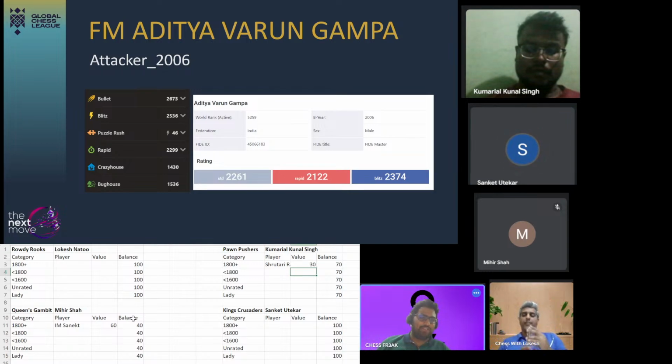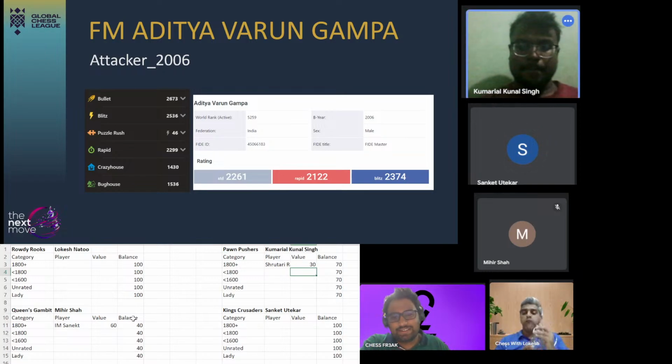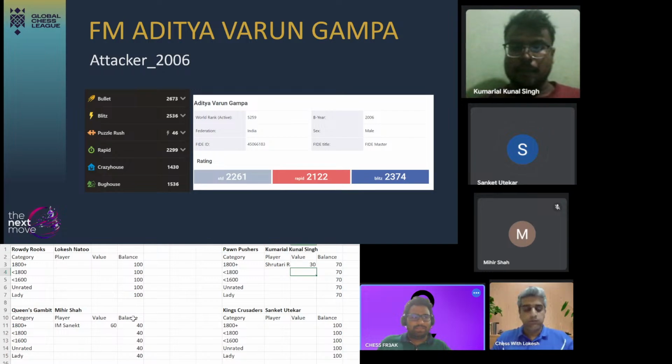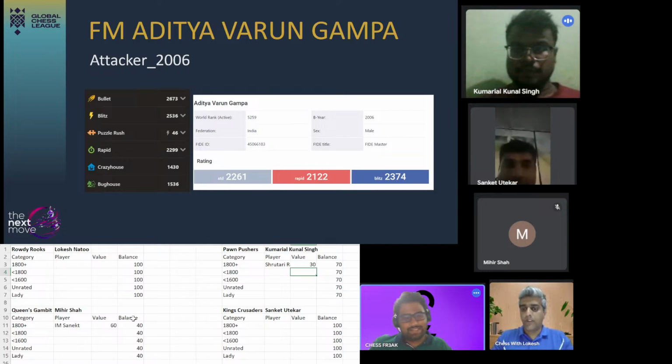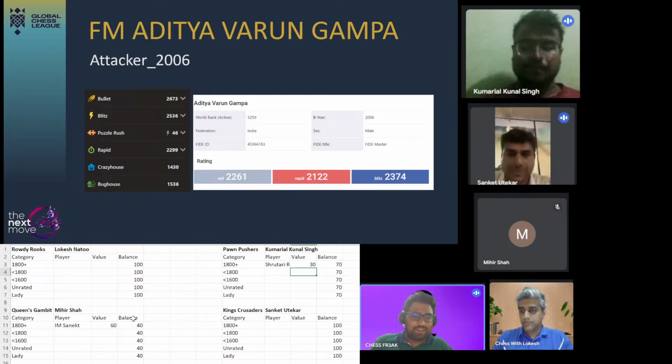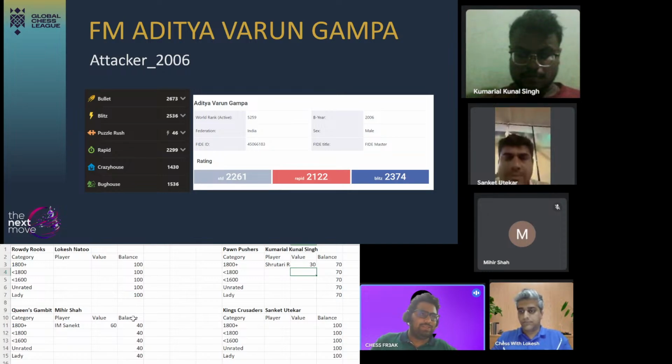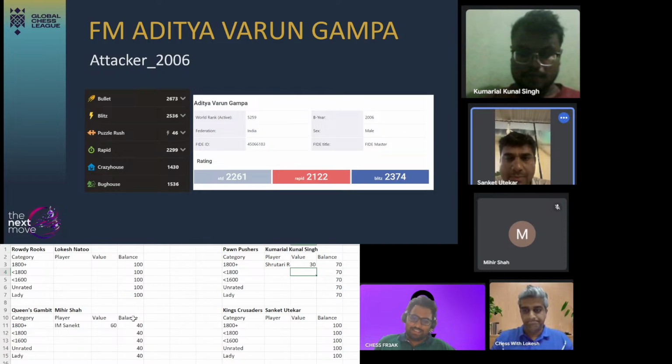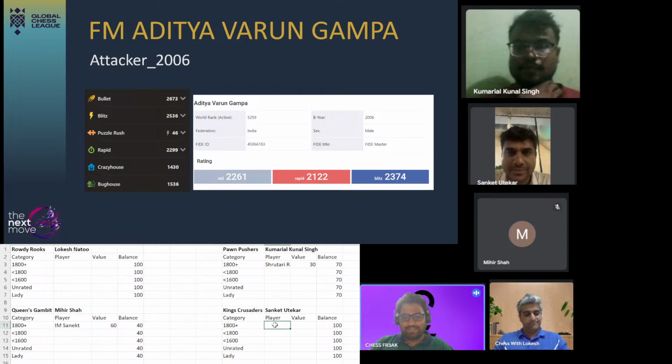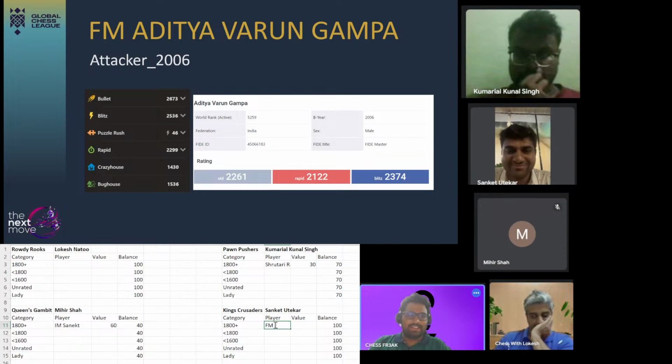Going once at 46 to the Kings Crusaders. FIDE Master Aditya Varun Gampa with a bid rating of 2374. Going twice to the Kings Crusaders at 46 points. FIDE Master Aditya Varun Gampa. Lokesh, do we see any bids? No bids. So guys, there it is. FIDE Master Aditya Varun Gampa sold to the Kings Crusaders at 46 points.